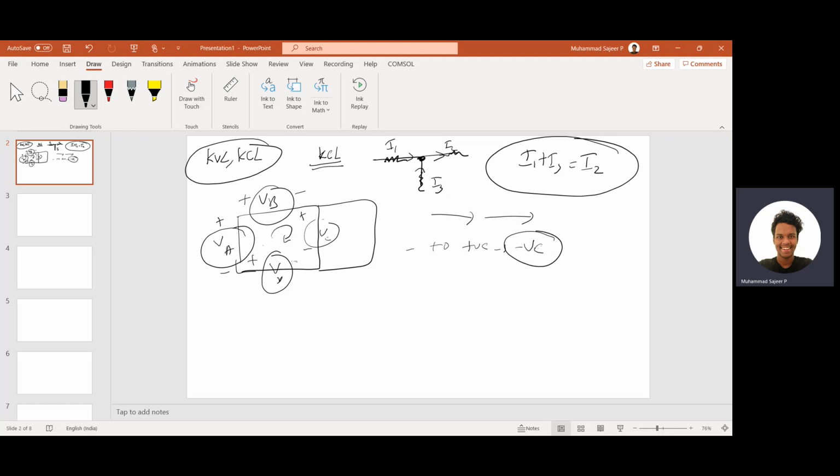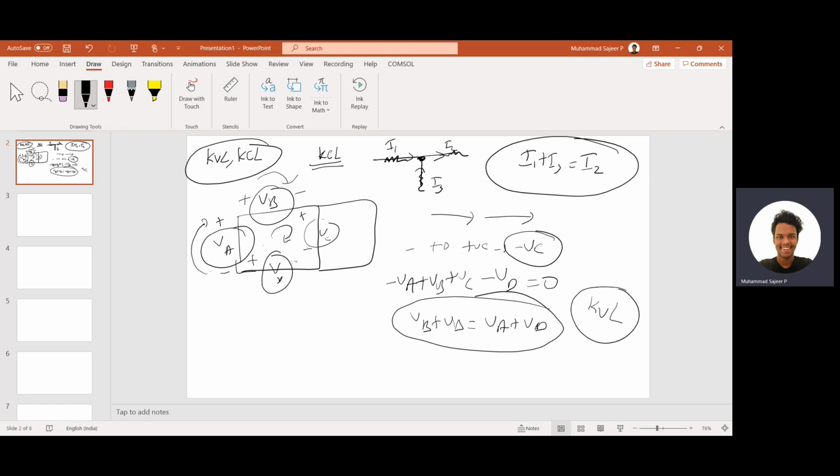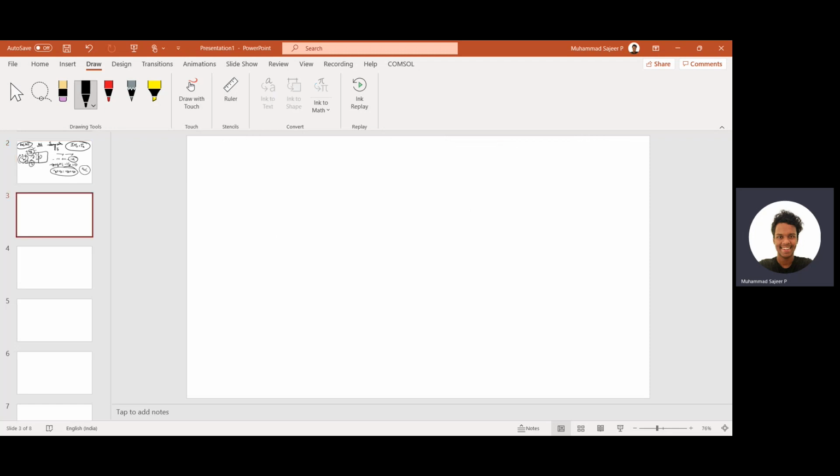That's it. So here it is like this, right? Negative to positive. So it is minus VA. Here it is positive to negative, right? So it is plus VB. Here it is plus VC. Here it is negative to positive, right? So it is negative VD. It should be equal to 0. So if I rewrite it, VB plus VC equals VA plus VD. This is KVL. So Kirchhoff voltage law is also simple. So now we will look into one or two simple problems using these methods. We will try to solve just a few problems which will help you to get the feel of it.